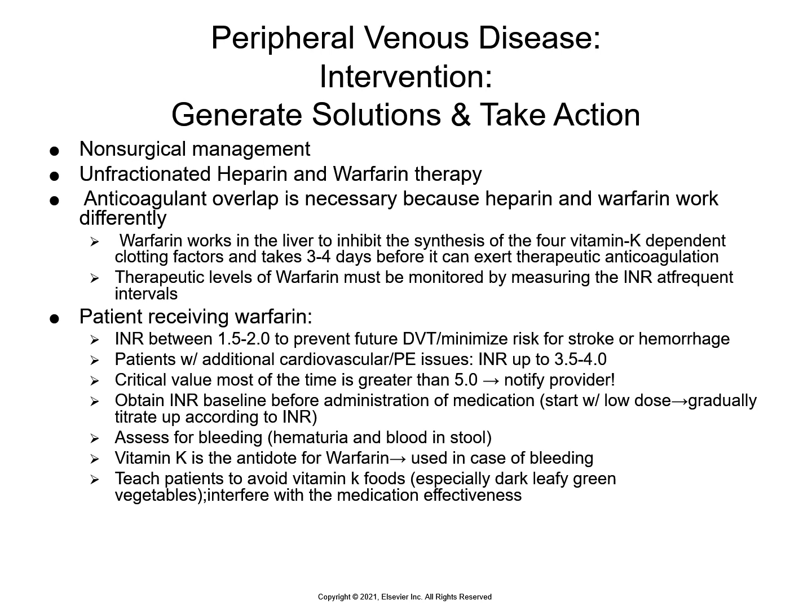Patient receiving warfarin, the INR should be between 1.5 to 2.0 to prevent further DVT or minimize the risk for stroke or hemorrhaging. Patients with additional cardiovascular or PE issues, the INR would be up to 3.5 to 4.0. A critical value most of the time is greater than 5.0. Notify your provider at that point. Obtain INR baseline before the administration of medication. They start with a low dose and gradually titrate it up according to the INR until they reach the therapeutic dose. So you're going to assess for bleeding.